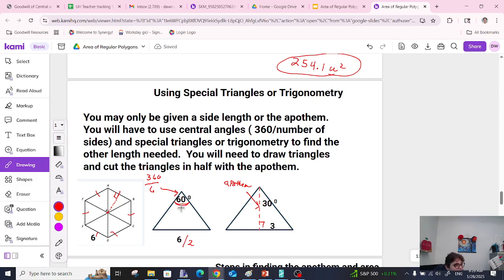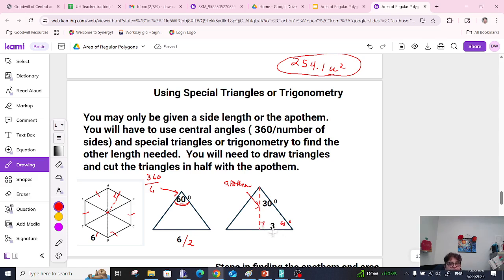What's half of 60 degrees? 30. What's half of 6? 3, right? So this follows your 30, 60, 90 pattern. So this apothem would be across from the 60 degrees, because here's the 90.